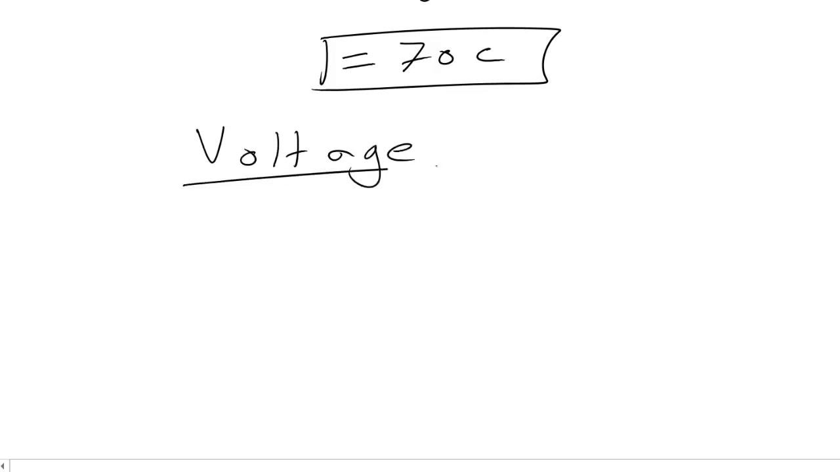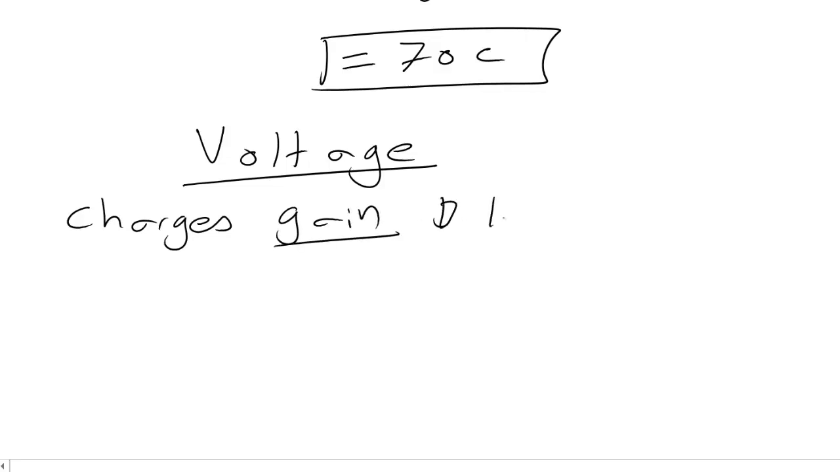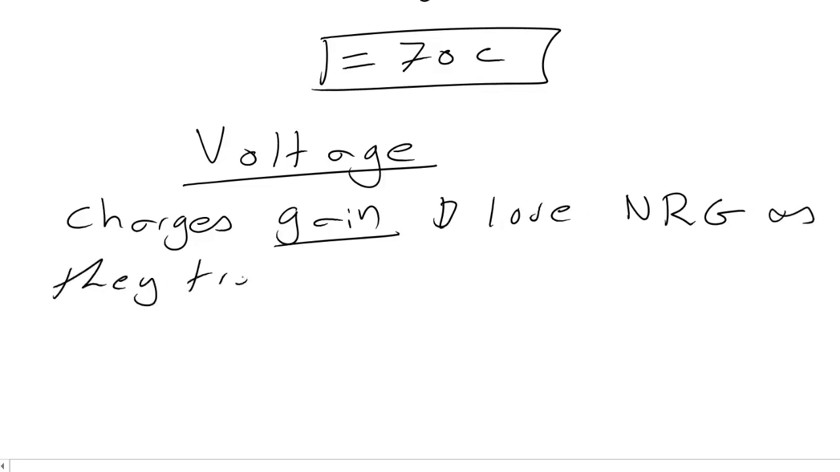To do this, to quantify the amount of energy that is transferred, we talk about a quantity known as voltage. And like in the last video where we developed several new units, we're going to develop another one here called the volt. The key idea here is as follows. Charges gain and lose energy, and I'm using the shorthand NRG for energy, as they travel through a circuit.